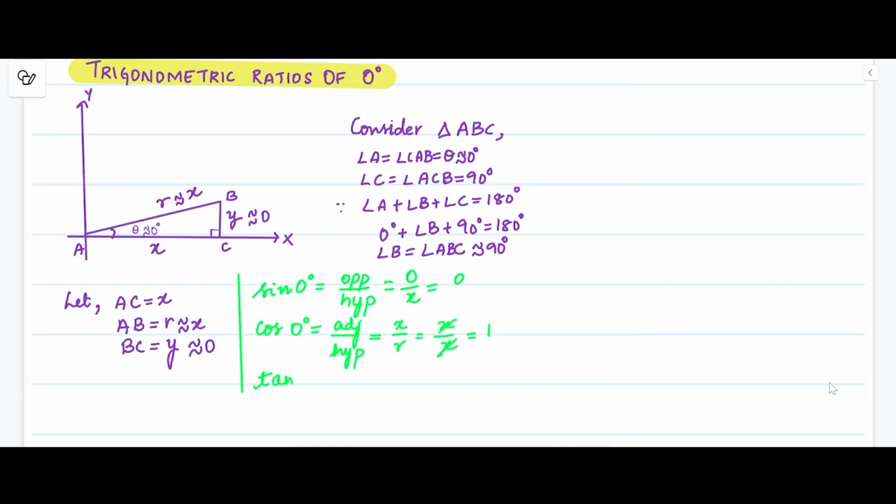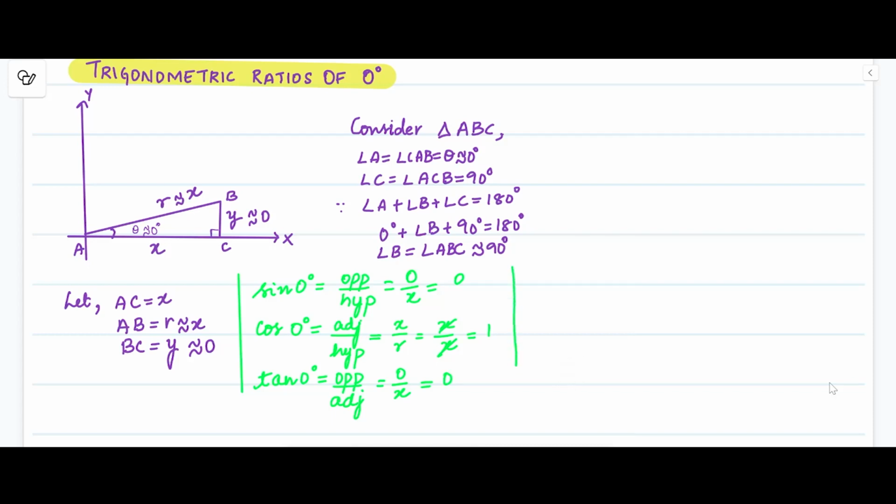Next is tangent 0 degrees. Definition of tangent theta is opposite divided by adjacent. The opposite side of the triangle is the side which is opposite to our angle theta. That is this side of the triangle, which is almost equal to 0. So it will be equal to 0 divided by the adjacent side of the triangle. Adjacent side is also considered as the base of the triangle. It is the side adjacent to our angle theta, that is our side AC, which is having the value x units. This will be divided by x. X into 0 is 0. We will get our value of tan 0 degrees to be equal to 0.